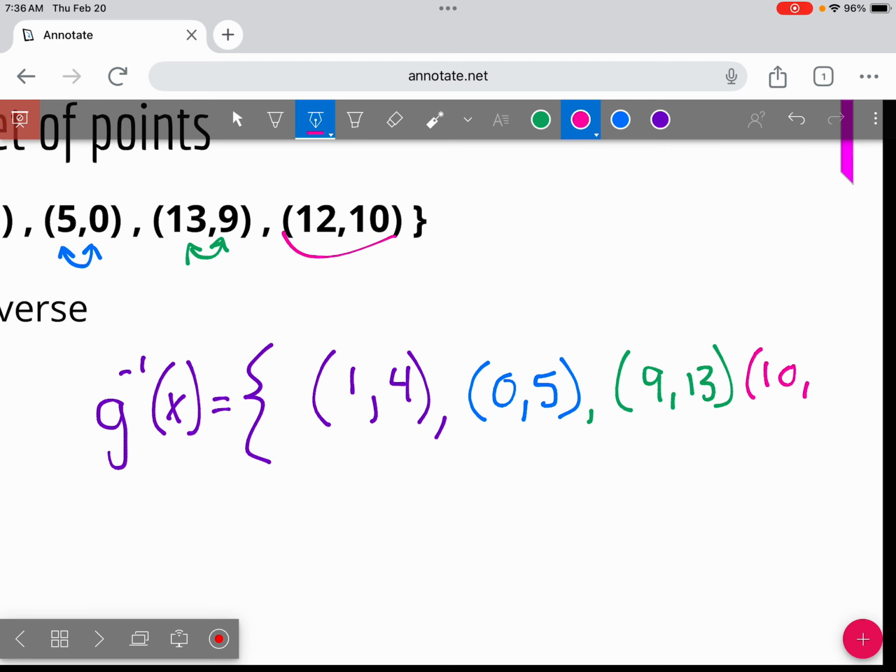Okay? So with the points, it feels like we didn't math anything. Like it turned into a puzzle. So with points, it's not really hard. We take our x or y and we switch them.